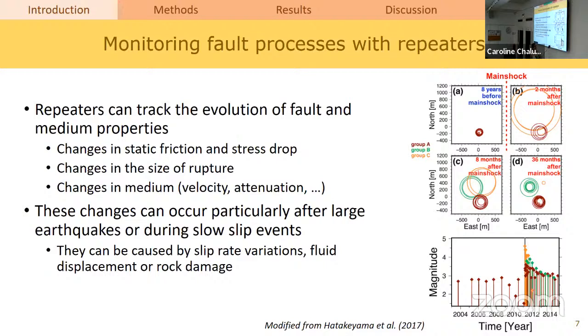And that's likely related to this kind of increase in source size that we see right after the main shock that decreases over time. That's likely because the increase in slip rate can cause some portions of the fault that were previously aseismic to slip seismically.